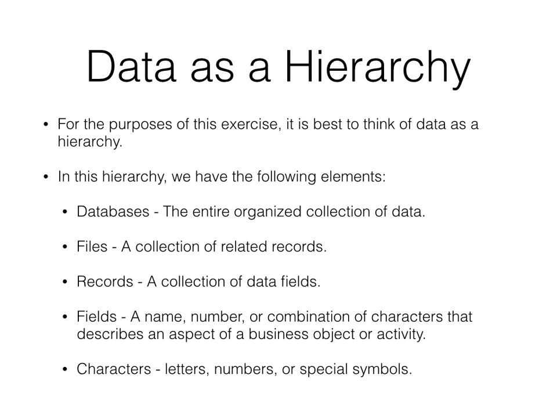And so one level below that, we of course have fields, and that is a name, number, or a combination of characters that describes an aspect of a business object or activity, such as first name, last name, etc. And the lowest level we have is characters, which are the letters, numbers, or special symbols that go into a field, that make up a field. And so there's the values of those fields, which are the characters, and then there's the classification of what those characters should be. And we'll talk a little bit about what that means here in a bit.